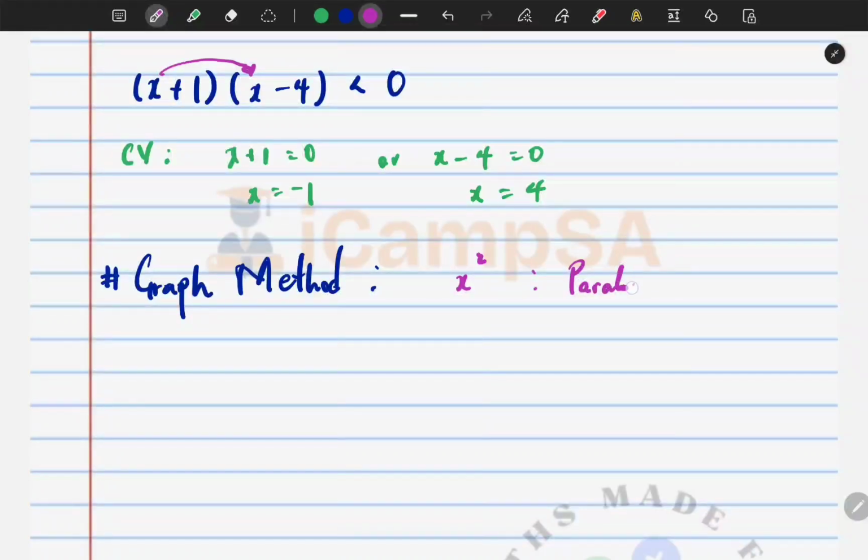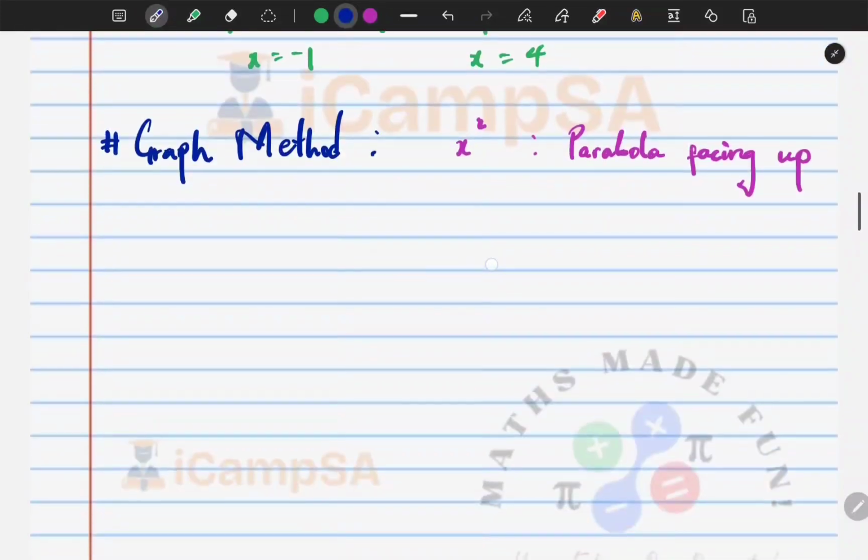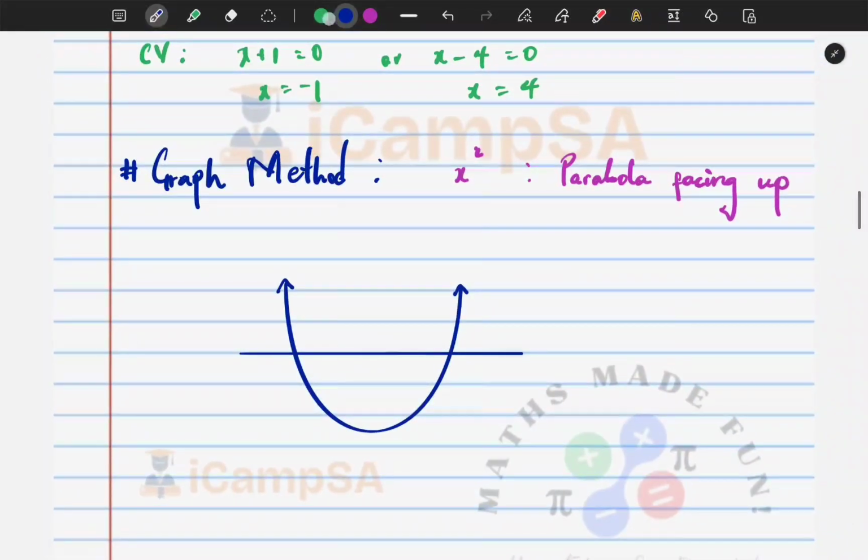It's going to be a parabola facing up, right? So let me draw my parabola now. Great, so this is my parabola. It's going up, right? Now what I want is to represent my critical values. So it's going to be -1 here, and then here it's going to be 4.